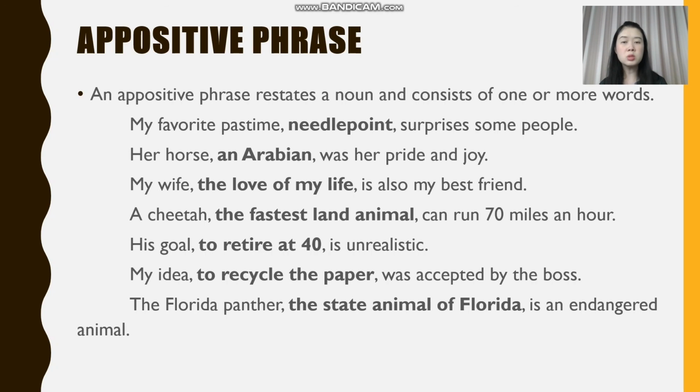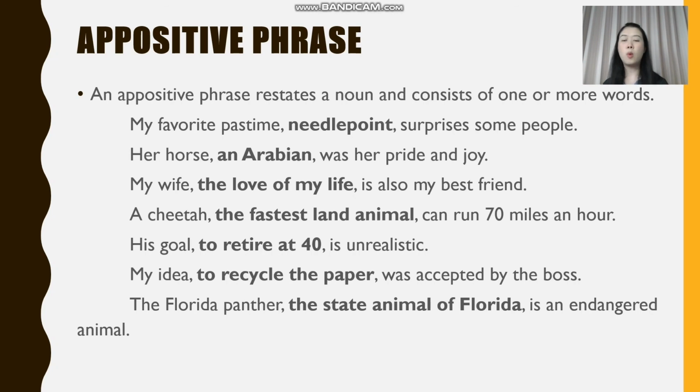And it's possible to remove this if you don't want to restate that noun once again. You can just say, my favorite pastime surprises some people, okay? But this is just to restate, just to emphasize. Or, her horse, an Arabian, was her pride and joy. If you don't want to mention once again the nationality of that horse, that's fine. Just say, her horse was her pride and joy.